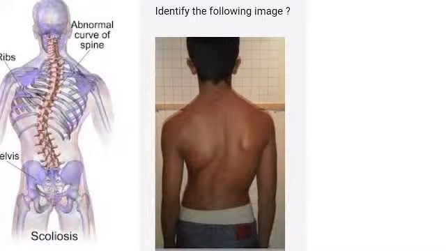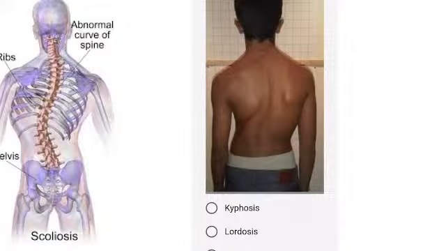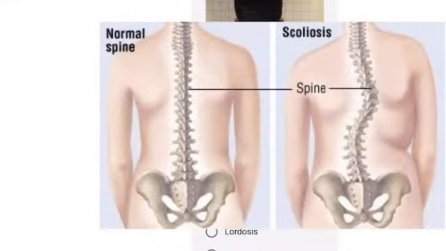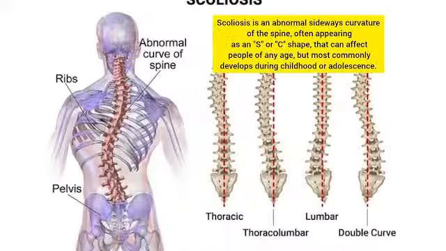Okay, next move on to another question. I think you will come to know the picture. What is that? The image indicates kyphosis, lordosis, scoliosis, none of the above. So you can see the curve. Which curve is it? Sideways curvature. Now you look at the normal spine and abnormal spine. That is scoliosis. Scoliosis is an abnormal sideways curvature of the spine, often appearing as an S or C shape, but it can affect people of any age, though commonly developing during childhood or adolescence. So this is called scoliosis.